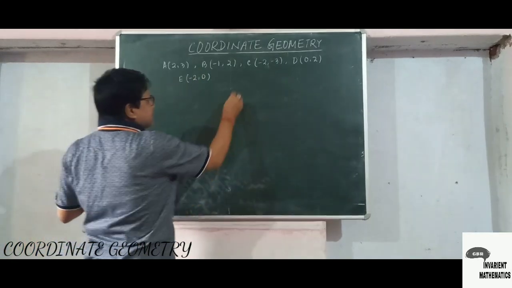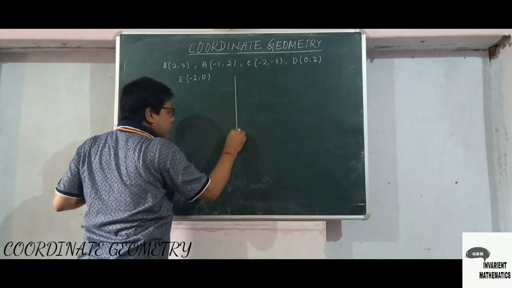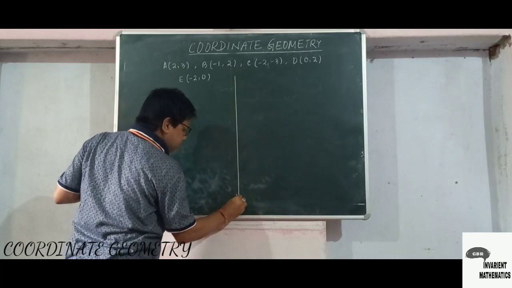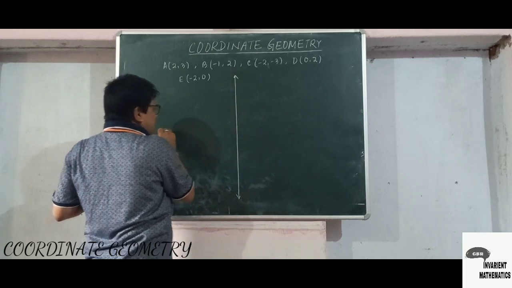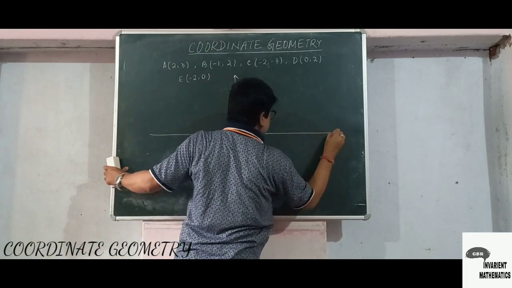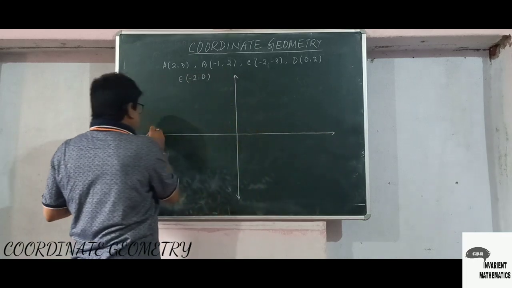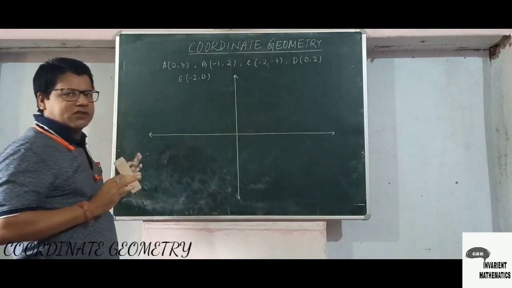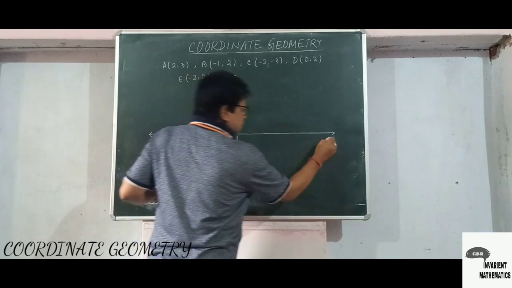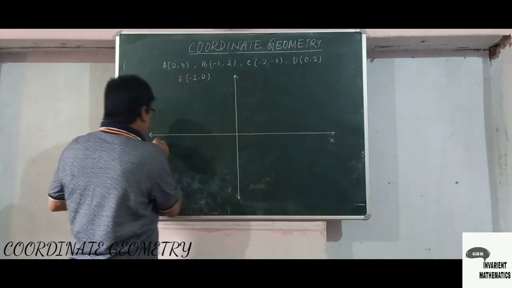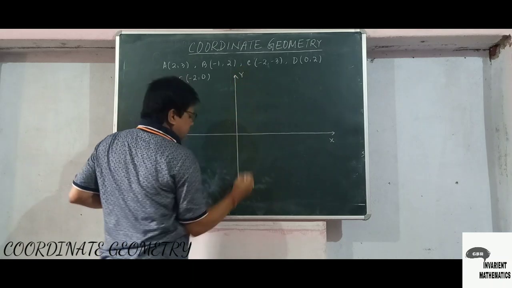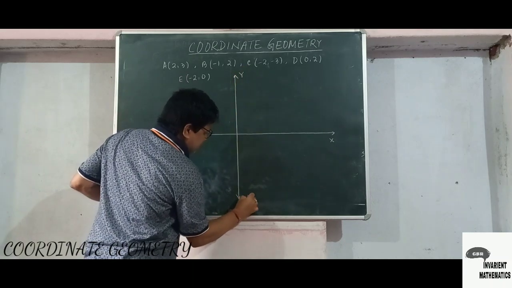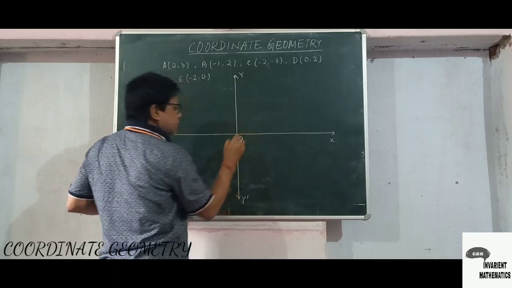So for a Cartesian plane, first of all, we have to draw the two axes. This is drawn on a graph sheet. So this is labeled as X', X, Y, Y', and the origin.